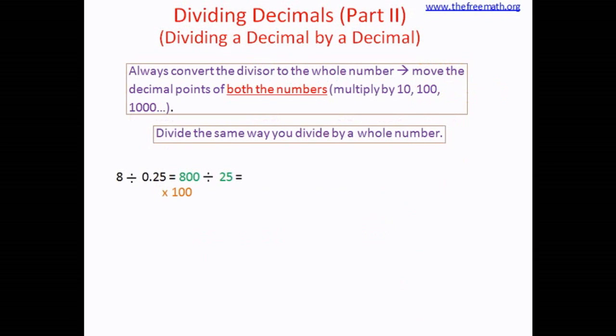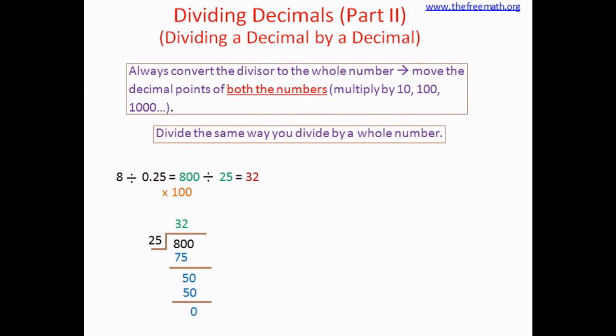You don't even have to think of the decimal point when you are doing this division. It's like a regular whole number division. Let's divide 800 by 25. Pretty easy thing. 25 3s are 75. The remainder is 5. Bring down 0. 25 2s are 50. And 50 minus 50 equals 0. So your answer is 32.